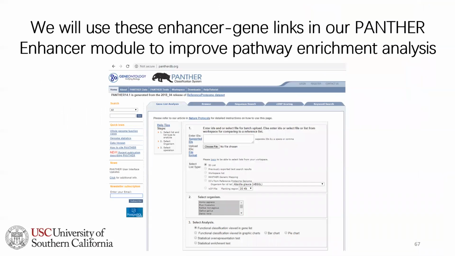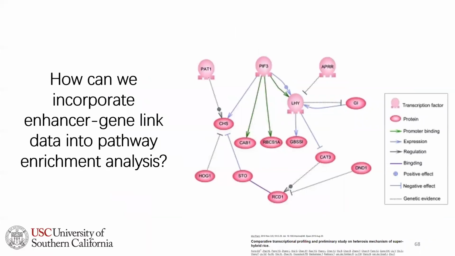So in PANTHER, on the homepage, which is pictured here, you can actually do statistical enrichment if you upload your GWAS results. Right now it only takes into account variants that are called to genes, but we want to be able to expand that to take into account variants that are called to enhancers, if we have information on what that enhancer's function is, on what its target genes are. So how can we incorporate enhancer gene link data into pathway enrichment analysis?